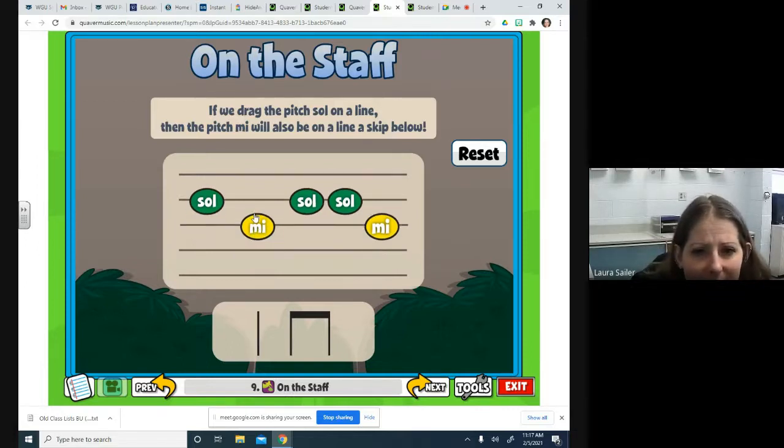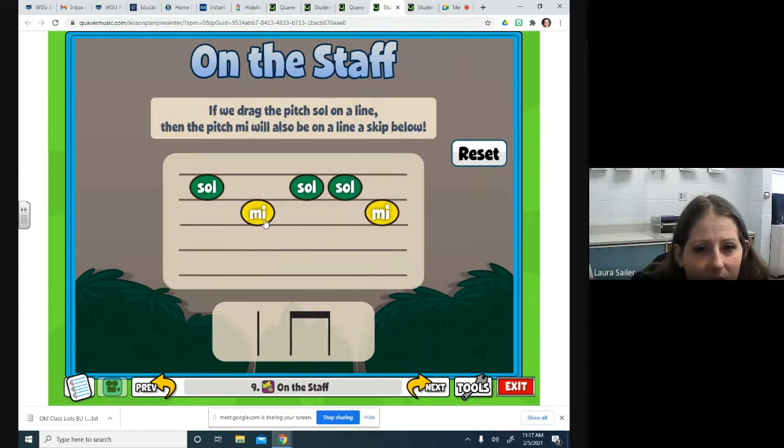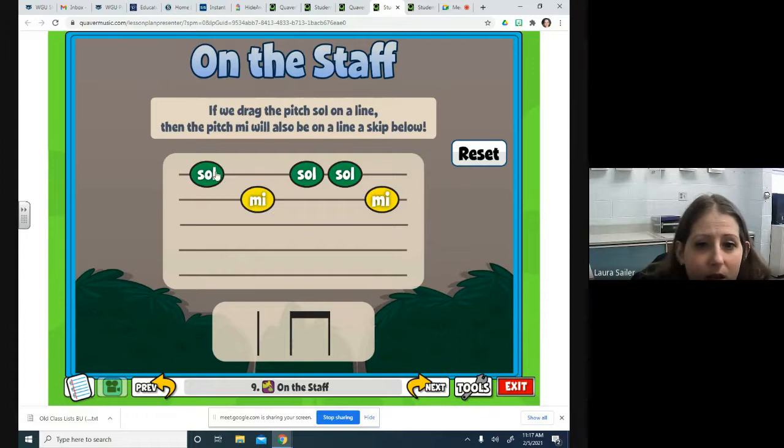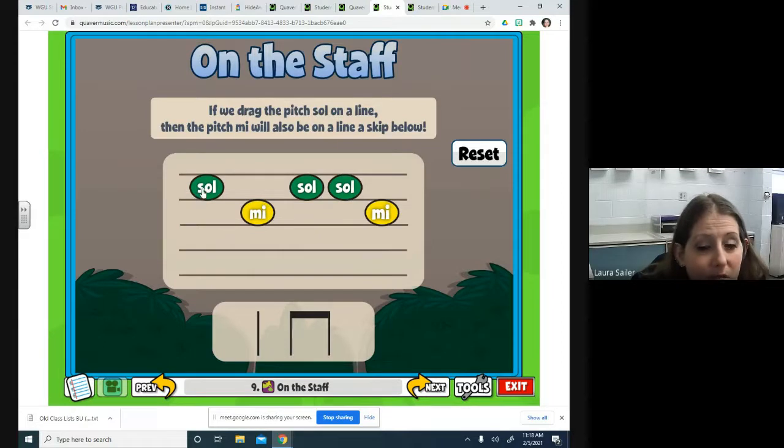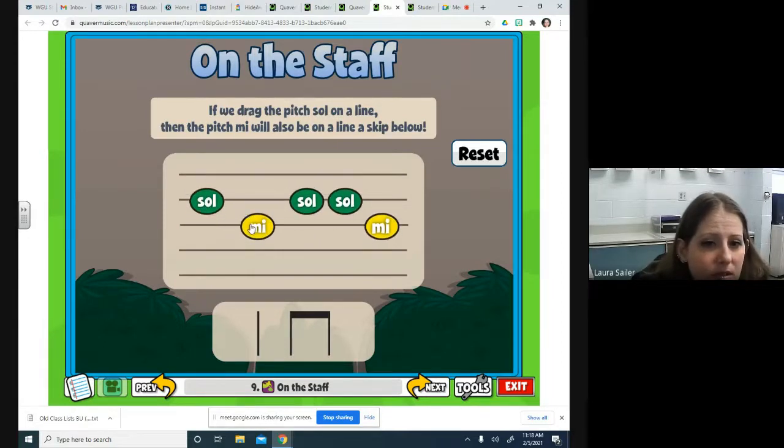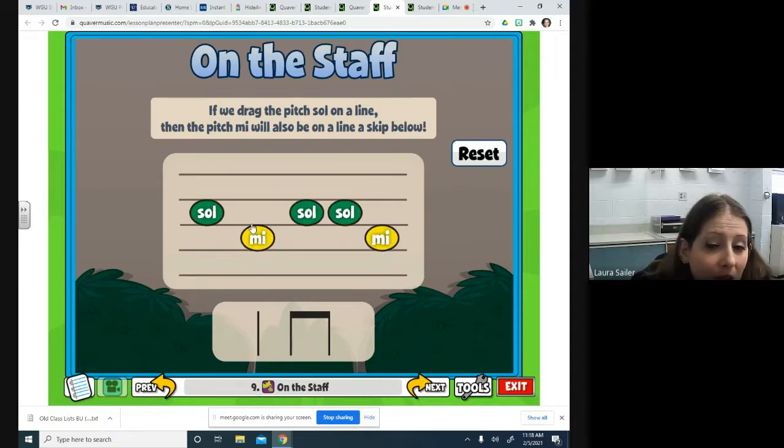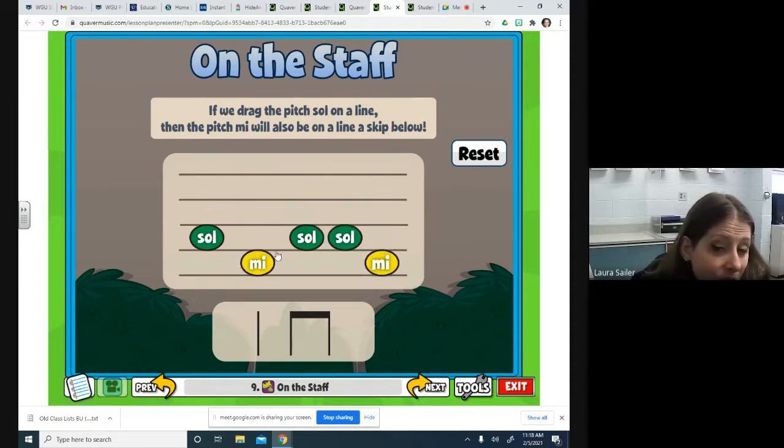So you can drag these anywhere on the staff, okay? But just notice the relationship when you drag the notes, okay? So, me, so, me. We always have a skip, okay? So to me, skip line to line, okay? Or so to me, skip space to space. And the relationship usually always looks the same no matter where you put them. And you can move so and me lots of different places, okay? But the relationship is always skip between so and me.